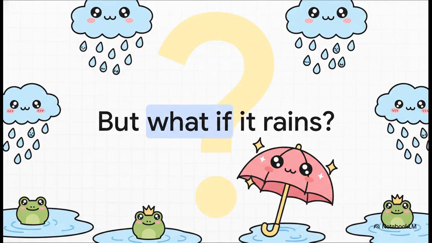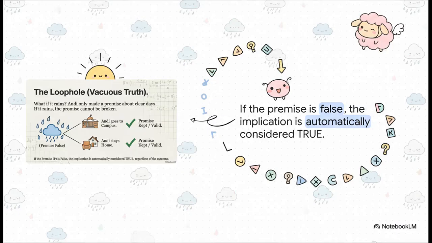Okay, so we've got it figured out for a sunny day. The promise is either kept or it's broken. But what if it rains? And this is where we find a really fascinating logical loophole. Think about it. Andy only made a promise about what she'd do on clear days. She never said a single thing about what she would do if it rained. So if the premise is false, if it does rain, her promise can't possibly be broken no matter what she does. Whether she goes to campus or stays home in the rain, her original statement is still considered valid. In logic, this is called a vacuous truth.